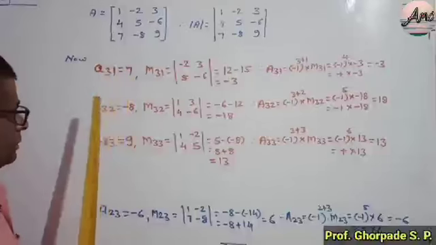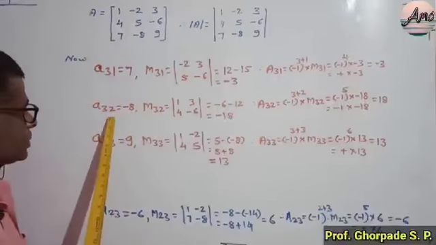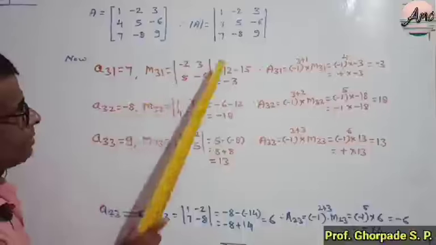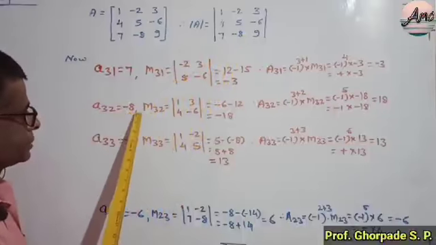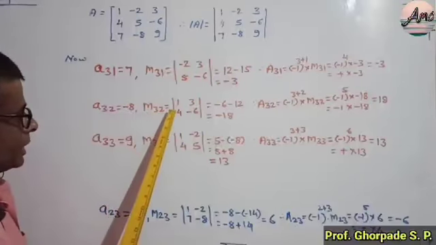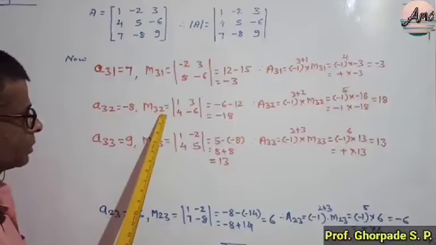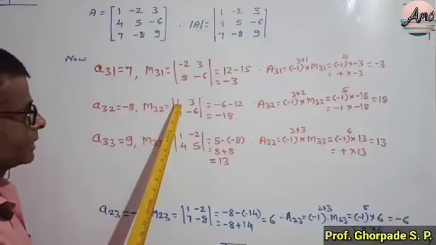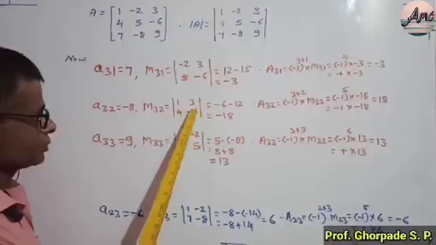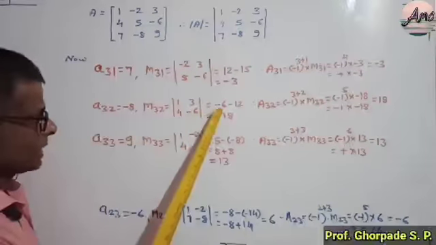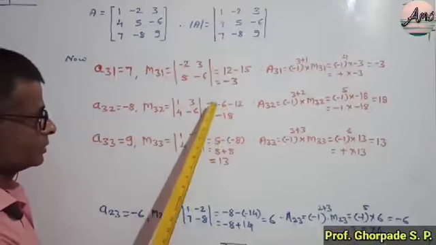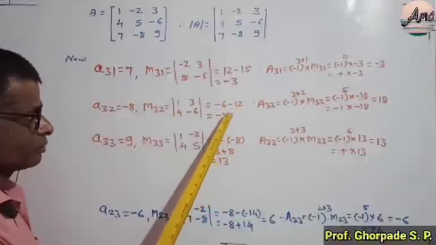Then A32, third row, second column. In third row, second column, minus 8 is present. Then its minor M32 is obtained by deleting third row, second column. You will get the second order determinant 1, 3, 4, minus 6, whose value is given by 1 into minus 6 is minus 6, minus 4 into 3 is 12. Minus 6 minus 12 is minus 18.